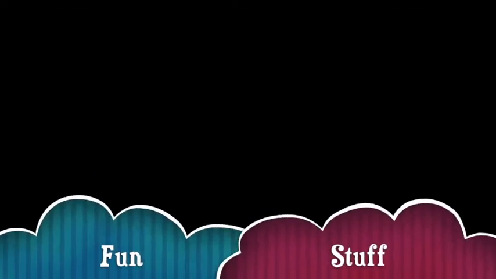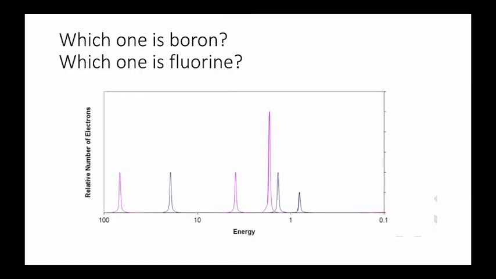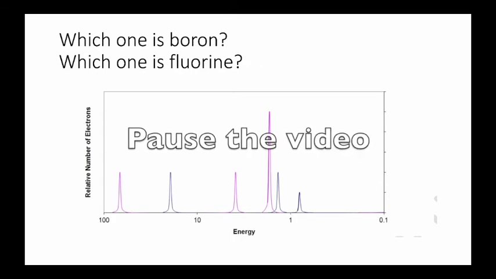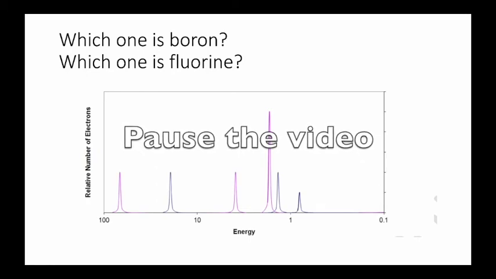Now let's get to the fun stuff. In this particular spectrum, it looks like we have 2 spectrums that have been superimposed on each other and are in slightly different colors. We're told that one of them is boron, and we're told that one of them is fluorine, and we have to figure out which one is which. Pause the video, take a moment, see if you can figure this one out.